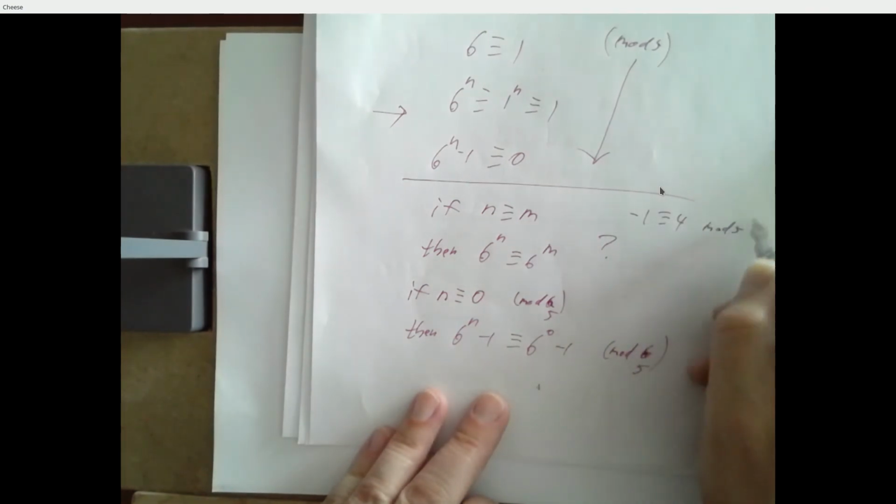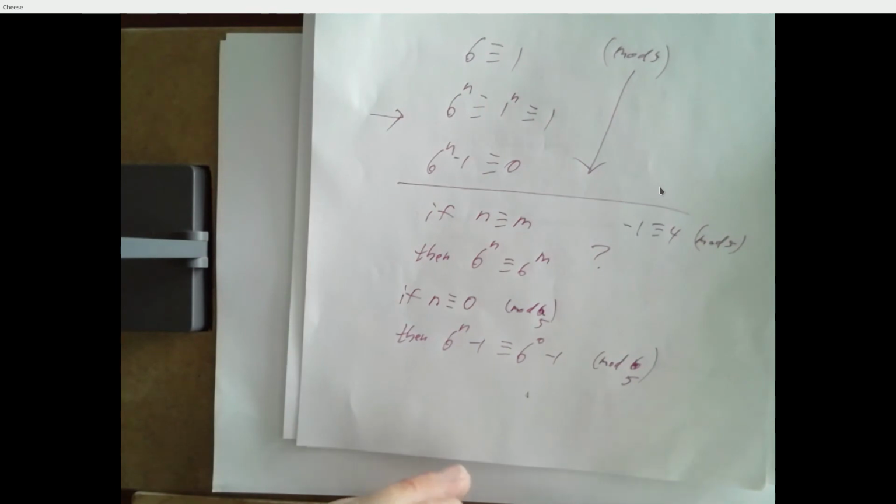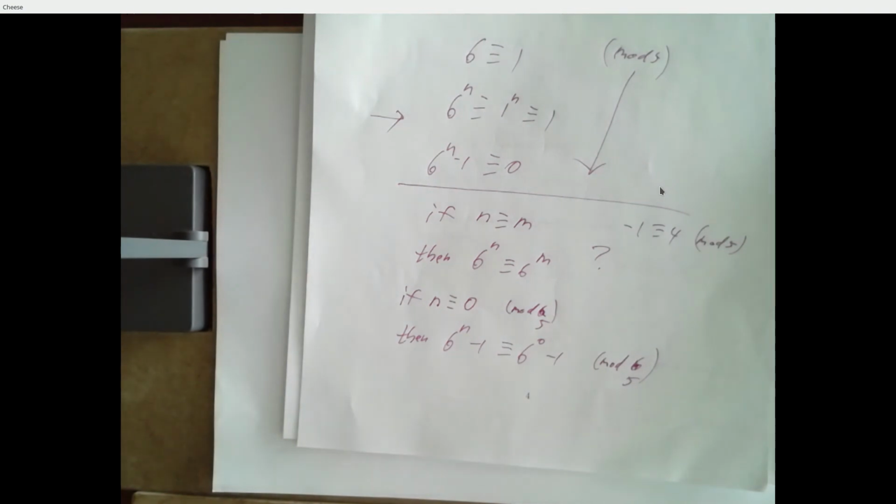But if you raise it to a power, and 6 to the negative 1 power, it'll be a fraction. Yeah, that's why I don't think you can do this. Well, we don't even define negative powers for modulo systems, because that assumes we have reciprocals, which we don't always have.